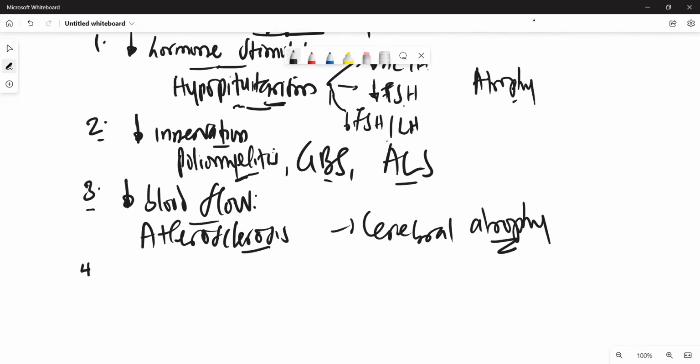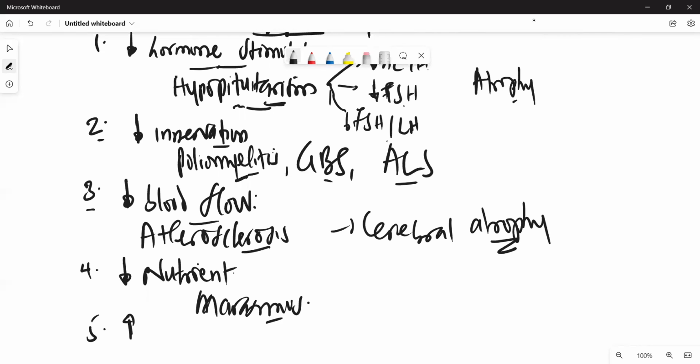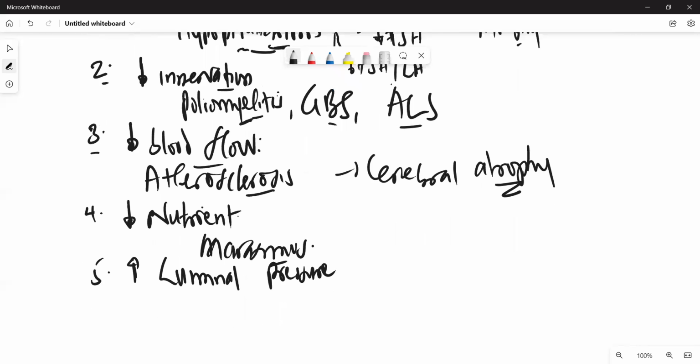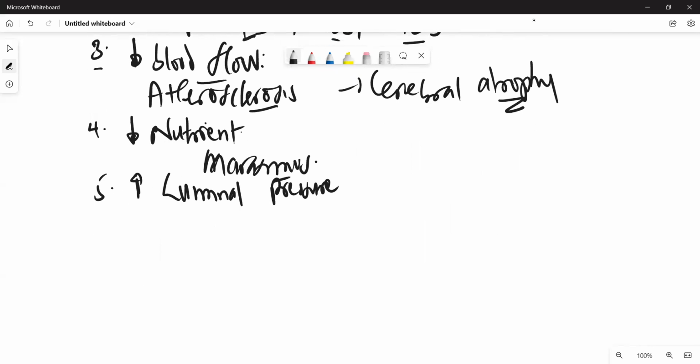The next example under atrophy is decreased nutrients. If somebody is not getting enough nutrients, like in the case of marasmus, that also falls under atrophy. And the last one is increased luminal pressure. If there's increased luminal pressure, that can lead to what we call compressional atrophy. A classic example is if somebody has hydronephrosis.